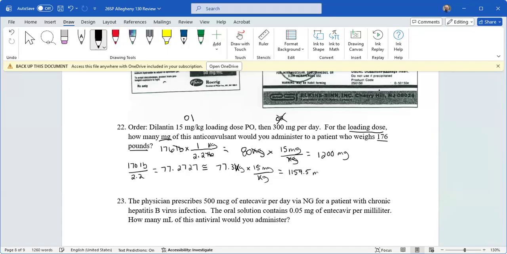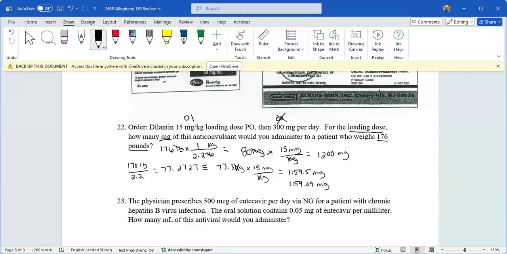I'm going to get 1159.5 milligrams. If you didn't do that rounding, I just want you to know, just to give you a little bit of peace of mind, your answer is 1159.09. My assumption is that the 5/10ths of a milligram, or half a milligram, difference is really negligible and it shouldn't be a problem.